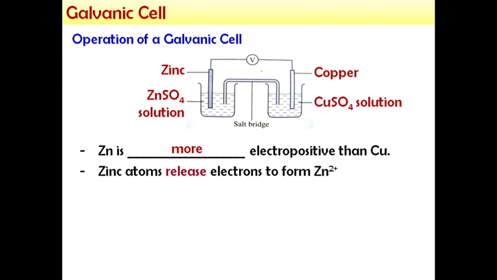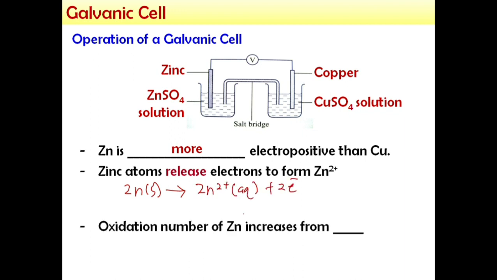Jadi zinc akan melepaskan electrons dan menghasilkan zinc 2+. Zinc solid will release electron, produce zinc 2+ ion plus 2 electron. From this equation, kita boleh nampak oxidation number of zinc increase from 0 to positive 2 here. So bila oxidation number increase, bermaksud apa proses yang berlaku at zinc electrode?